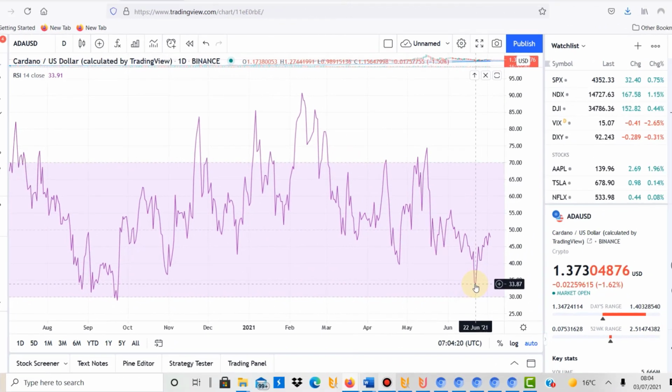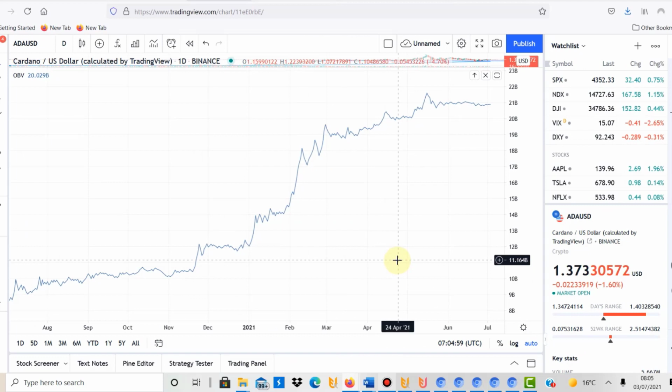Now the relative strength index, as you can see it here, stabilized down here at this value, and this indicates that Cardano at the moment is neither overbought nor oversold. So it's recovering at the moment a little bit, but that also indicates that there is some space to the upside. So it's neither overbought nor oversold.